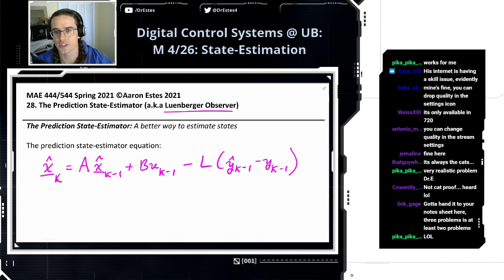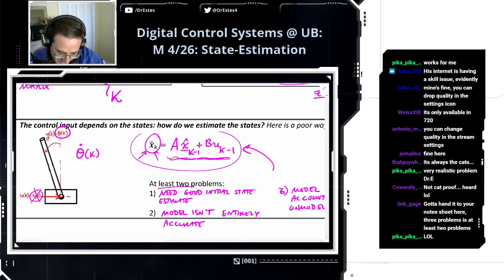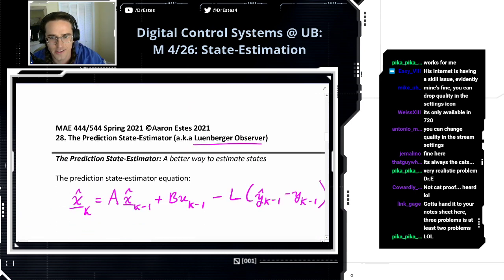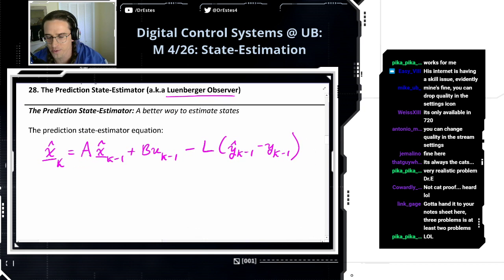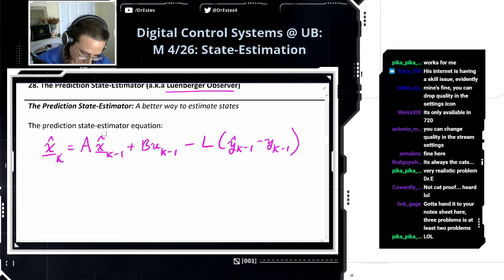Gotta hand it to your notes sheet here. Three problems is at least two problems. Wait, what does that mean? Oh, I see. At least two problems. Okay. Yeah, I put that because there could be even more than three. Okay. I gotta fix that hat.